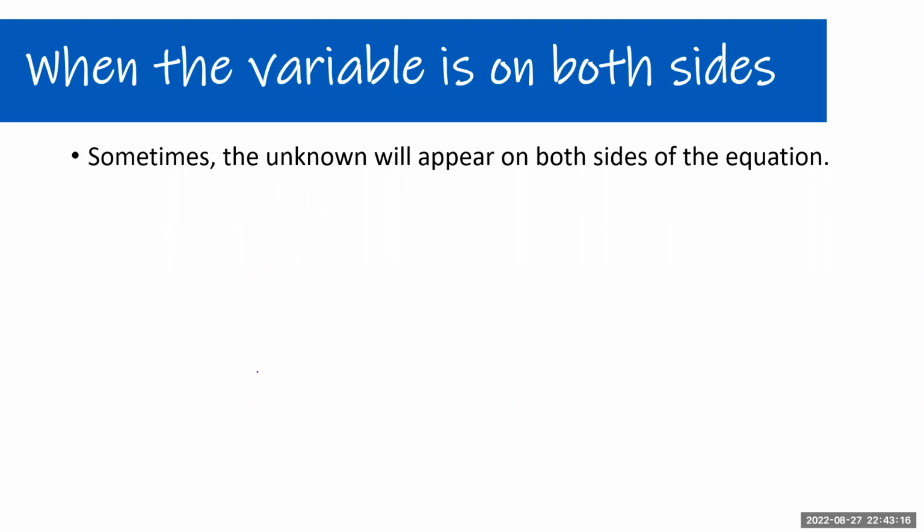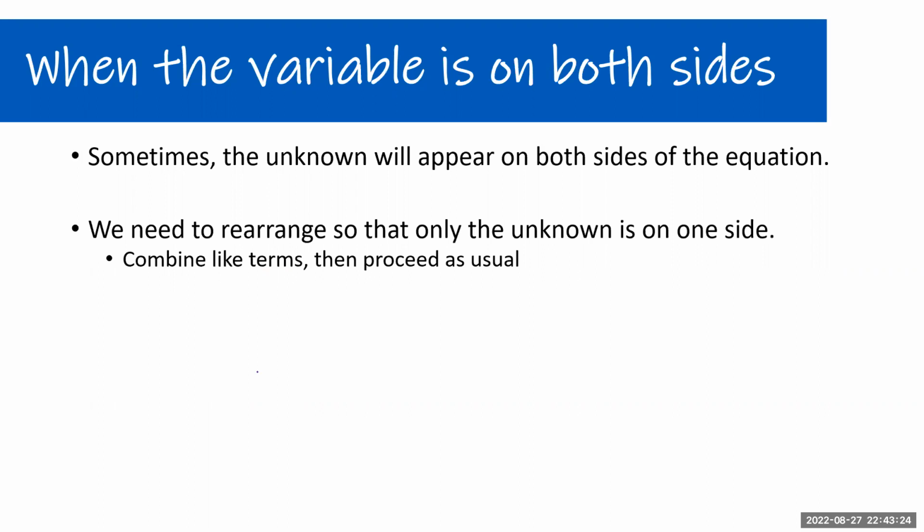Now, to even further complicate things, sometimes the unknown or the variable is going to appear on both sides of the equation. In this case, you're still going to need to rearrange so that it's only on one side. You're going to combine your like terms, and then everything after that will be just like usual. It's usually going to involve subtracting or adding, multiplying, dividing an x term first to get it onto the other side, and then you'll go from there.